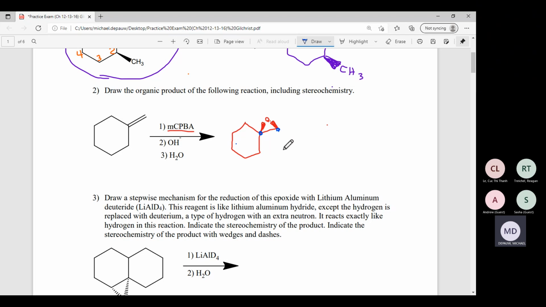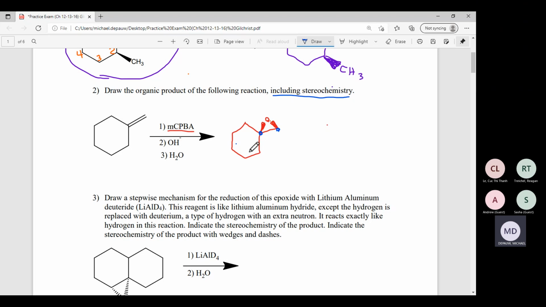The one on the right has 2 hydrogens. The one on the left has a line of symmetry going right across the middle of it. Since neither one of these is a chiral center, we don't have to worry about stereochemistry so much, even though it says including stereochemistry.